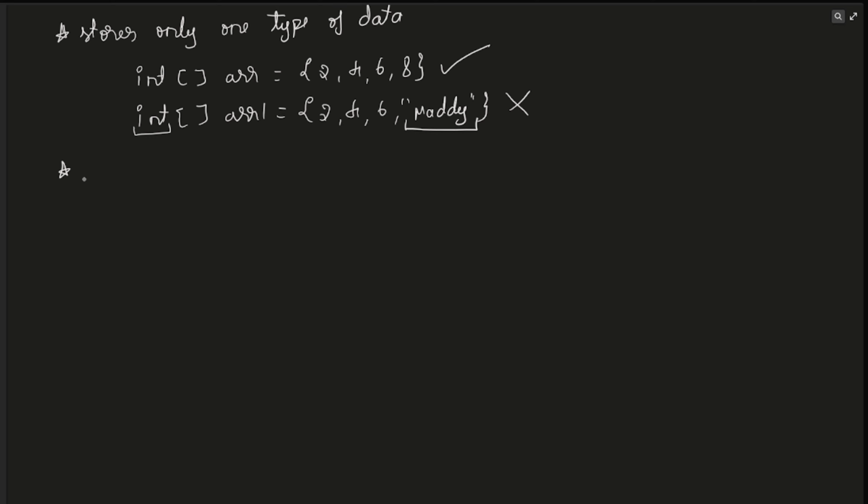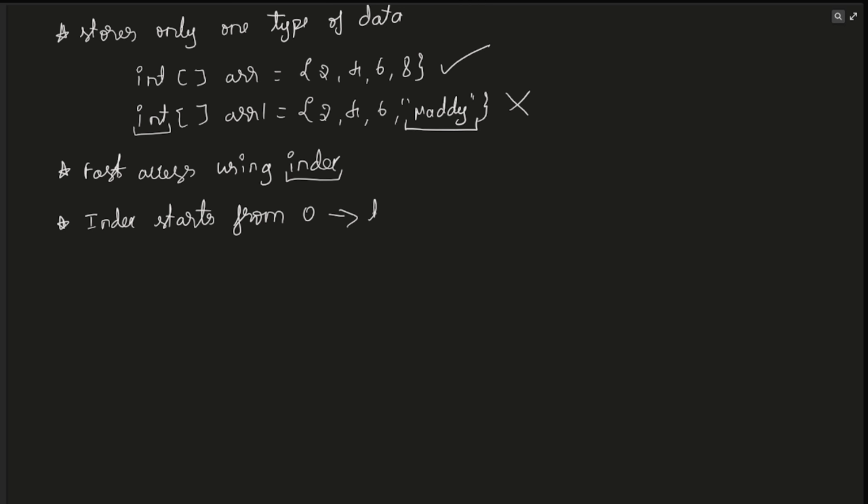And we can quickly access the elements of an array using indexes. Fast access using index. And we all know index starts from 0. Index starts from 0 and goes till length minus 1.